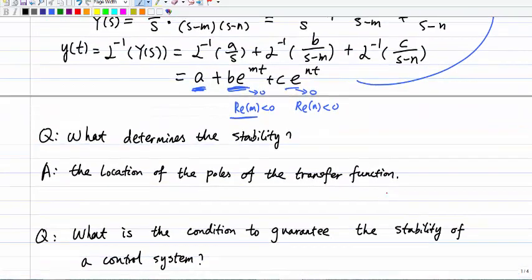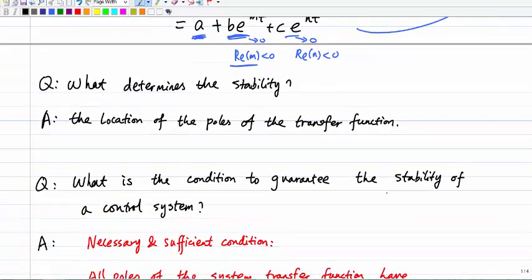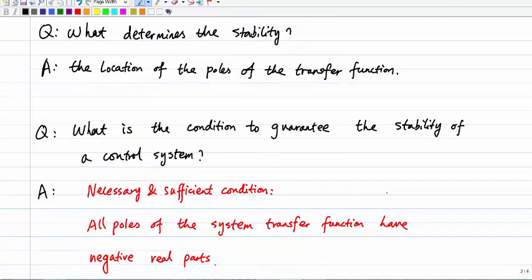So the question is, what determines stability? We can see the location of the poles of the transfer function determines stability. So the next question is, what is the condition to guarantee the stability of the control system? So here's a necessary and sufficient condition.